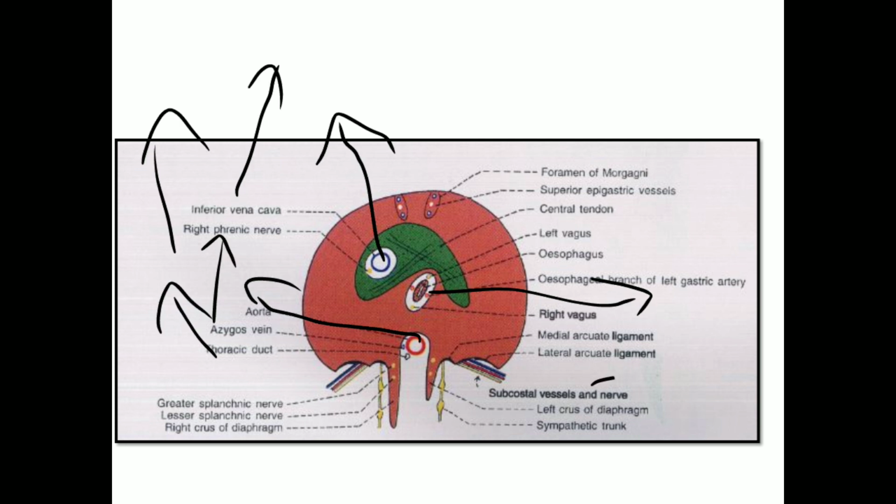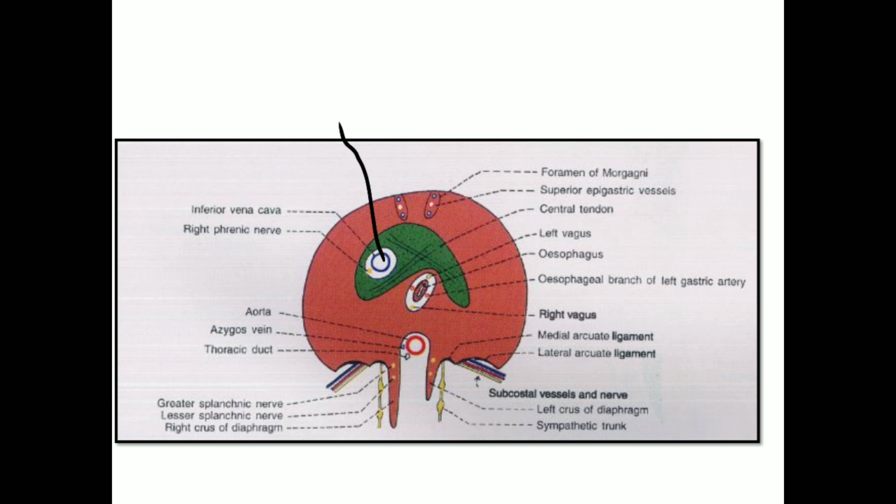You can see the subcostal vessels, and now see here the medial arcuate ligament. You can see this, this is for the sympathetic chain and the greater and lesser splanchnic nerves. So you have to practice this diagram, and you can remember what structures are passing through.